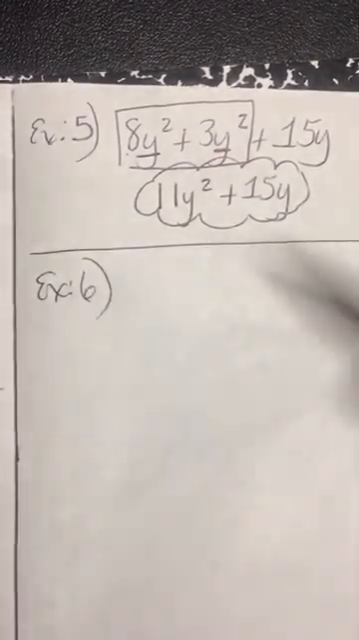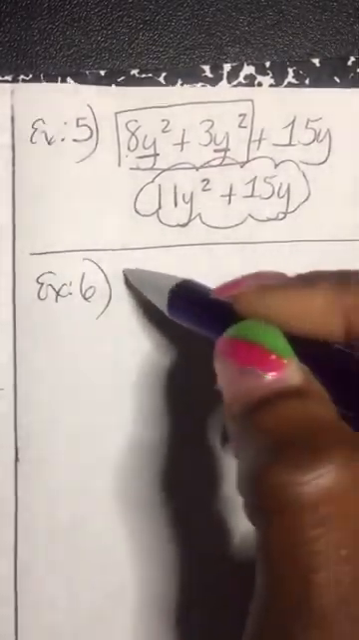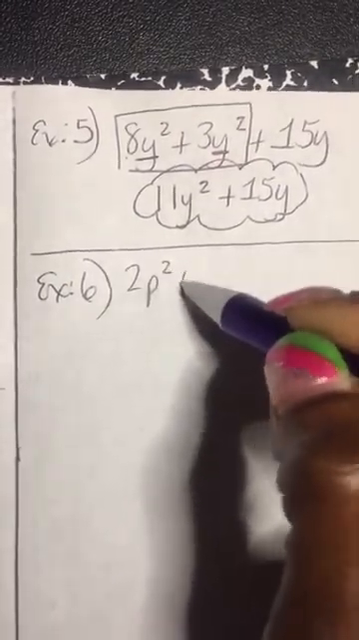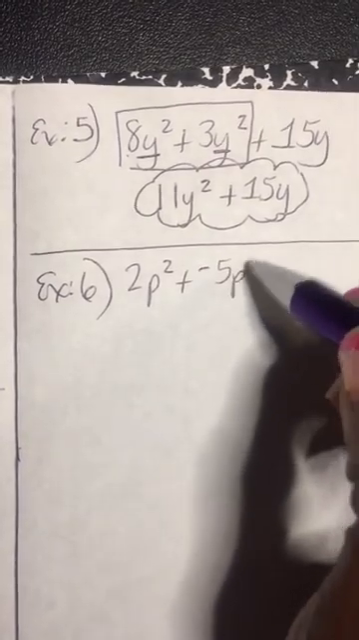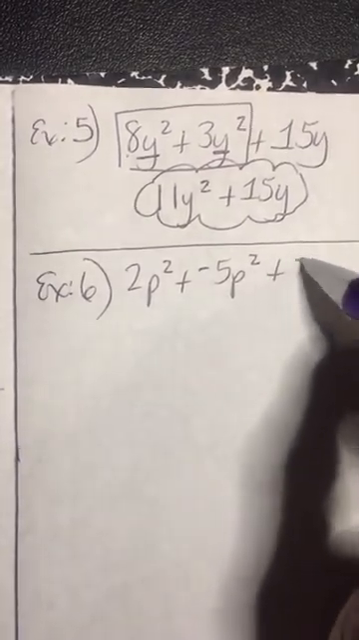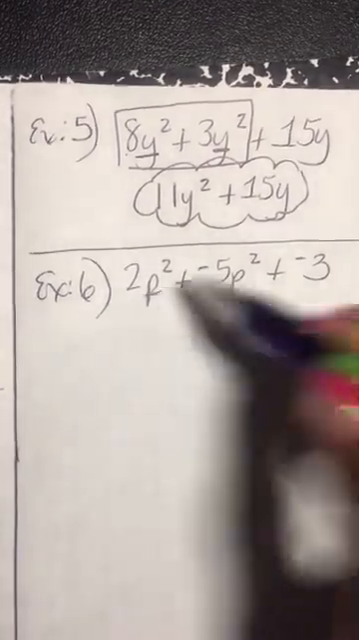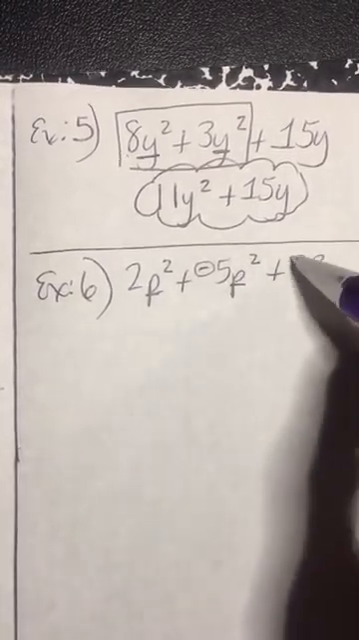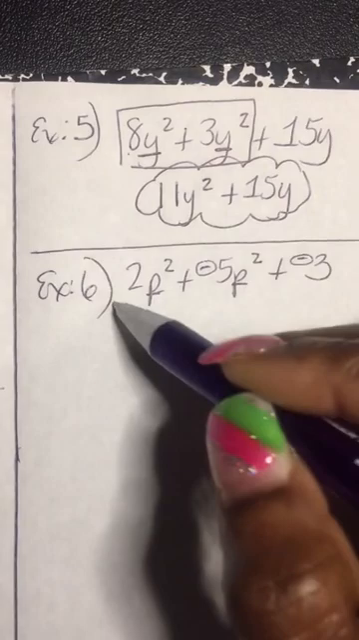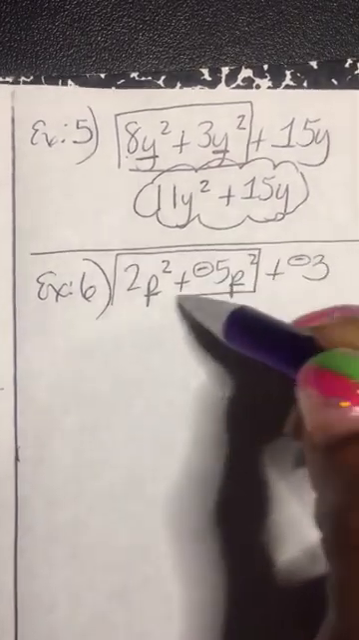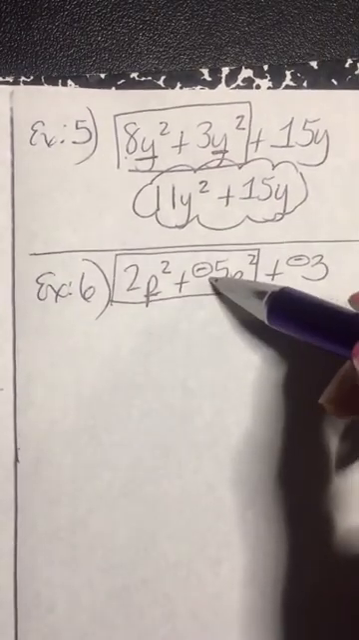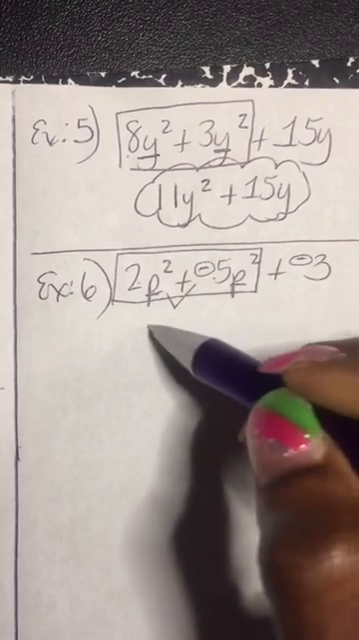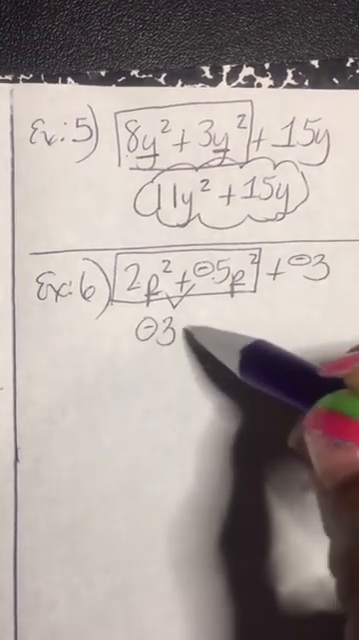Example 6. I have 2p squared plus negative 5p squared plus negative 3. p squared and p squared are like terms. I'm going to circle all my negatives or subtraction signs. These are alike. I owe you $5. I give you 2. That means that I still owe you $3.